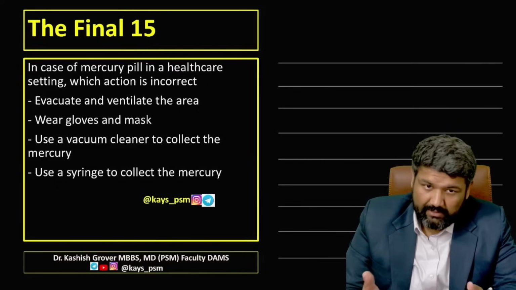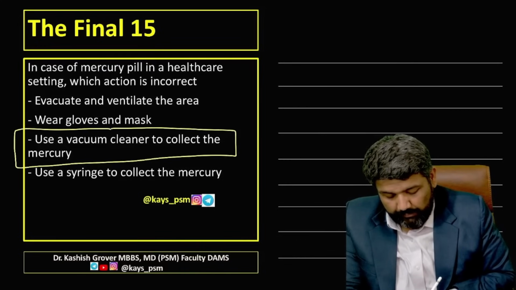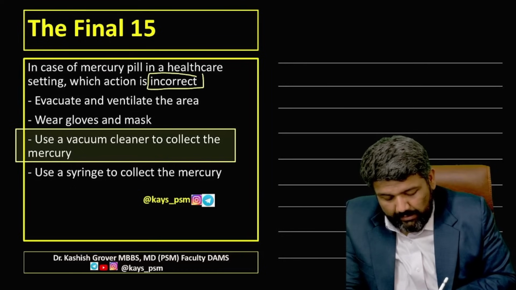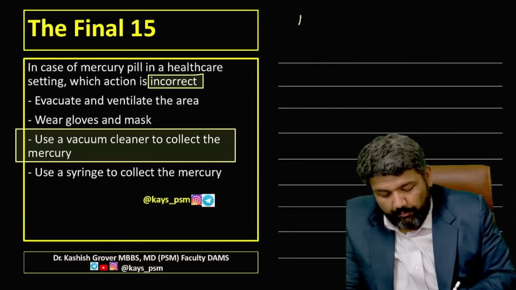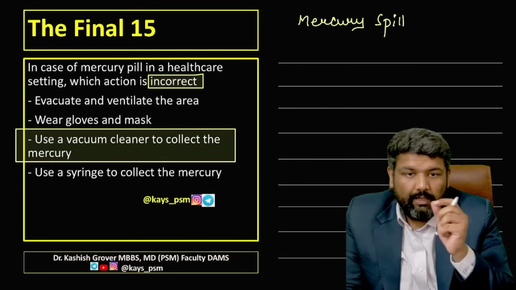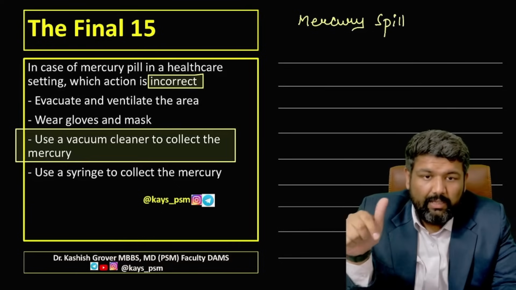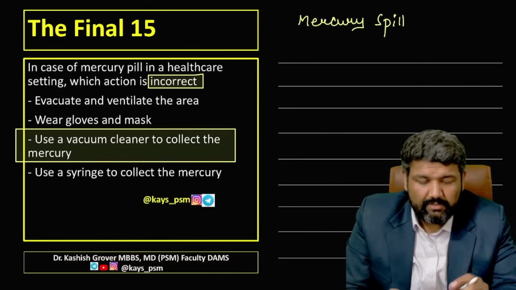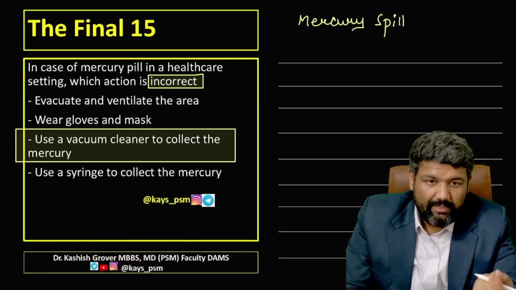Wear gloves and mask? Definitely. Use vacuum cleaner to collect mercury? No. We do not use vacuum cleaner to collect the mercury. This is hazardous. Rather, for the mercury spill, we take a syringe and suck all the mercury balls. See, mercury, when it comes in contact with air, because of the surface tension, it becomes small spherical beads. You have to just suck it in the syringe.